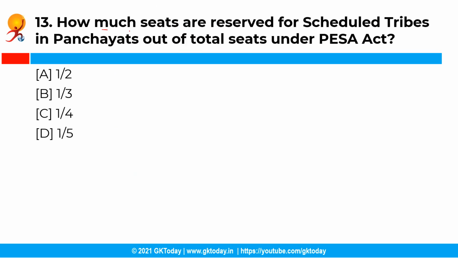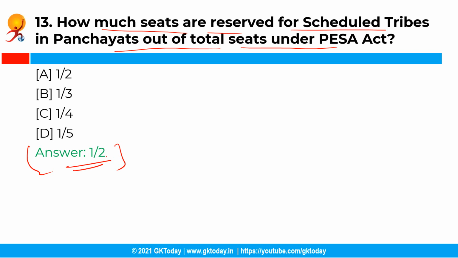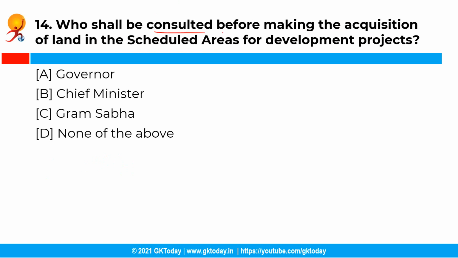Now the next question is, how many seats are reserved for scheduled tribes in panchayats out of total seats under the PESA Act? So you have the following options and the correct answer is option A, that is 1 second. So basically under the PESA Act, a reservation for the scheduled tribes shall be not less than 1/2 of the total number of seats, and further all seats of the chairpersons of panchayats at all levels shall be reserved for the scheduled tribes as well.